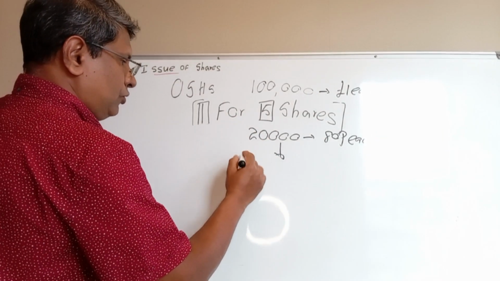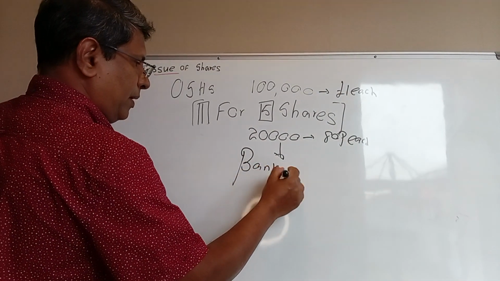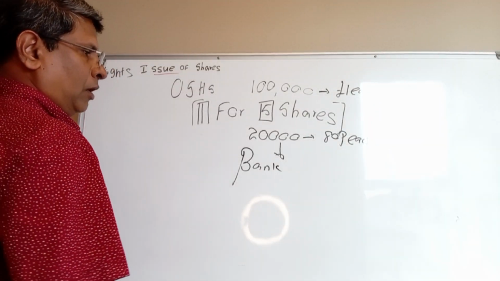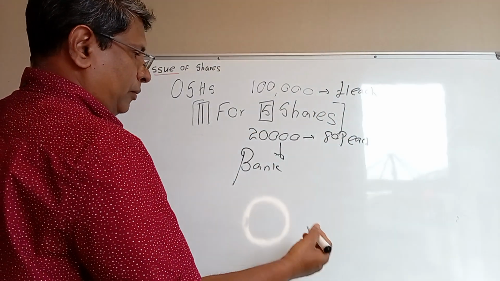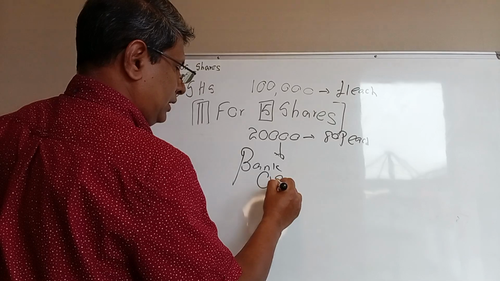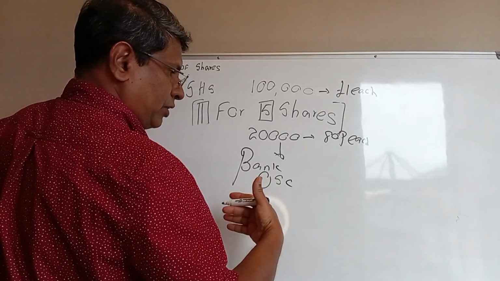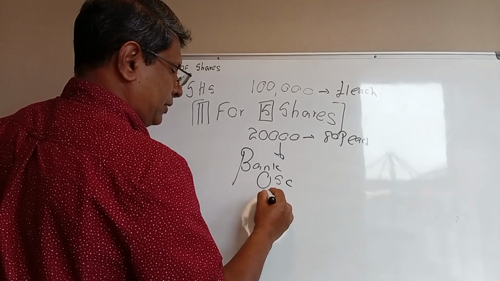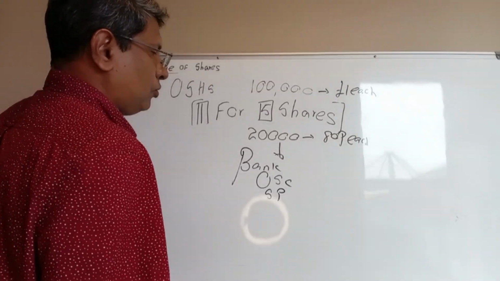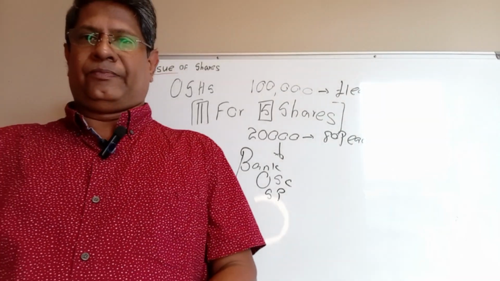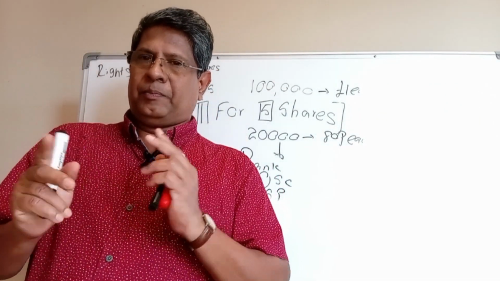So when money comes in, your bank will be debit, isn't it? If it is issued at the nominal value, it will go to the ordinary share capital. If there was a share premium, the share premium will go to the share premium account. Clear? A very simple thing there, isn't it?